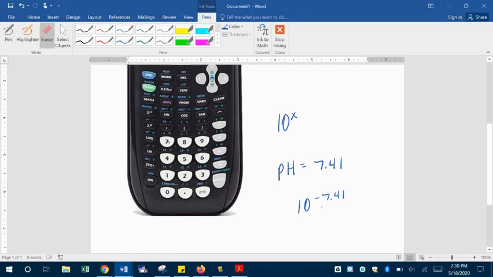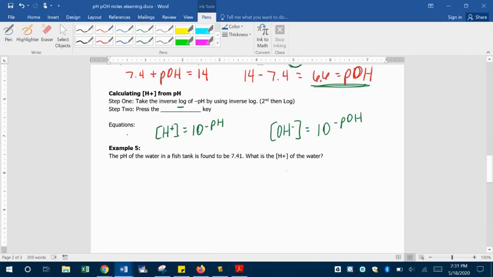So in order to plug 10 to the negative 7.41 in my calculator, I'm going to just hit second log and then negative 7.41. And if you do that correctly, your calculator should tell you that the concentration of hydrogen is 3.89 times 10 to the negative 8. Now here I actually need a unit for the first time because it's asking for the concentration. And remember, the unit for concentration is just simply M.